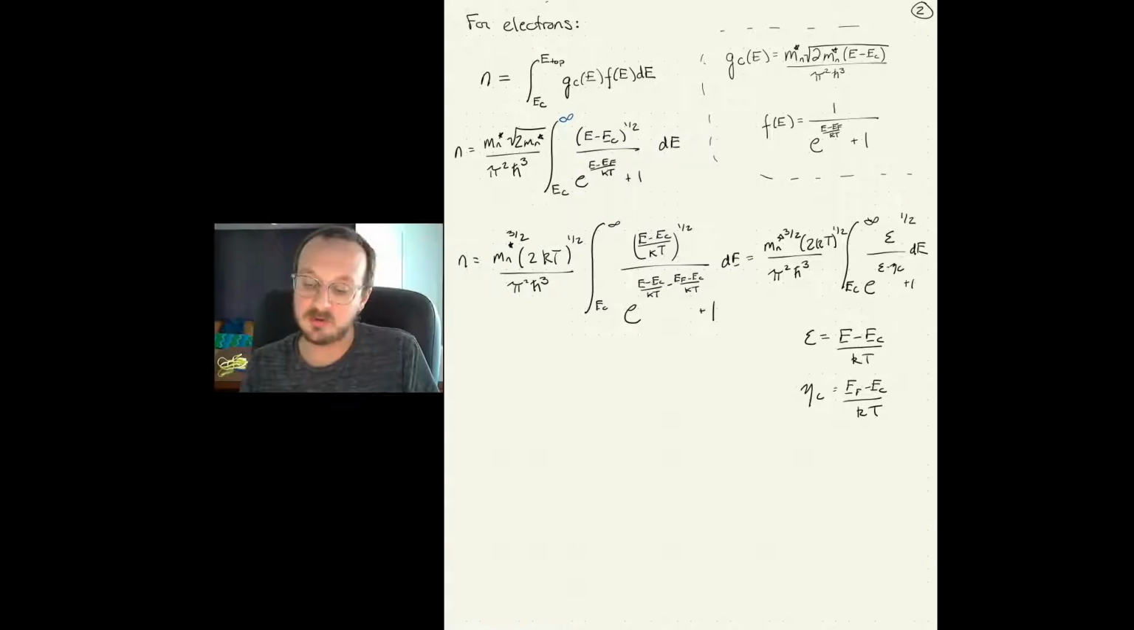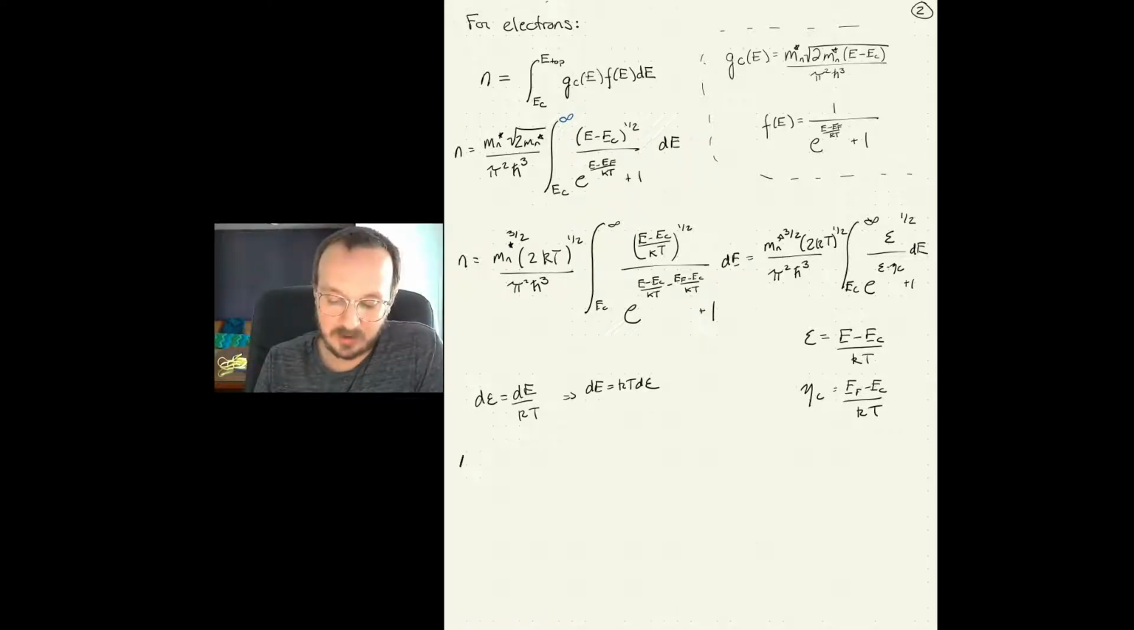So the next thing we want to do is replace this integral to be an integral over epsilon instead of an integral over E. So let's look at epsilon. So what you see is that d epsilon equals dE over KT, or dE equals KT d epsilon. And so we can rewrite En is going to be, let's say, effective mass of electrons to the 3/2.